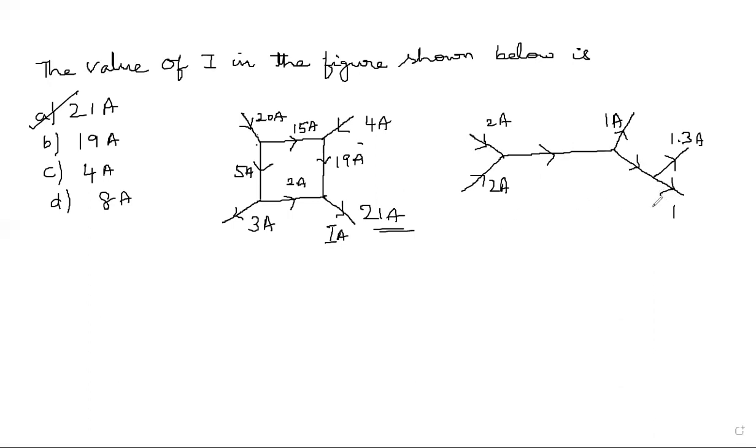So here the options are given as 1.3 ampere, 1 ampere, 1.7 ampere, 3.7 ampere. Okay, now the current across this, 2 is also entering, so it is 4 ampere. When I come through this particular point, one is leaving, so it is 3 ampere.